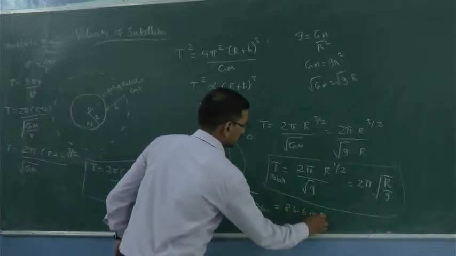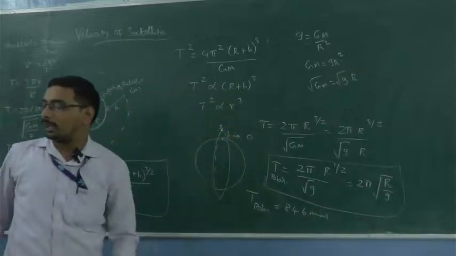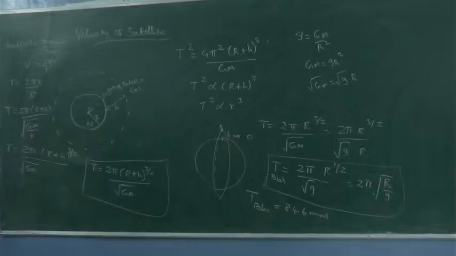84.6 minutes. That means a satellite takes this much time to complete one revolution. What is 84.6 minutes? Time taken by the polar satellite to complete one revolution around Earth. Formula T equals 2 pi root of R by g. What is R? Radius of Earth. Here the source planet is nothing but Earth. Earth is the source, and all other satellites revolve based on it.